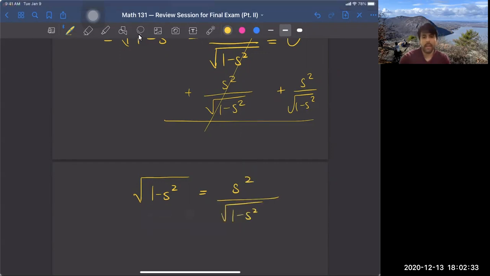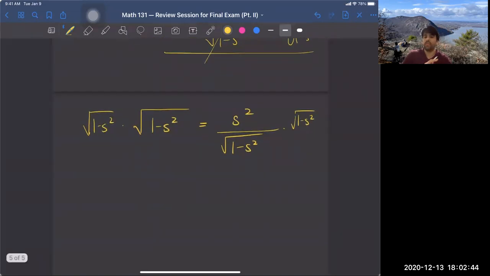And then once I have that, I can multiply both sides by the square root of 1 minus s squared, so that I can get rid of these square roots underneath. So these square roots here cancel, and then the square root of 1 minus s squared times itself gives me 1 minus s squared. The square roots, in a way, cancel each other out. In a way, you can think of it that way. And then this equals s squared.